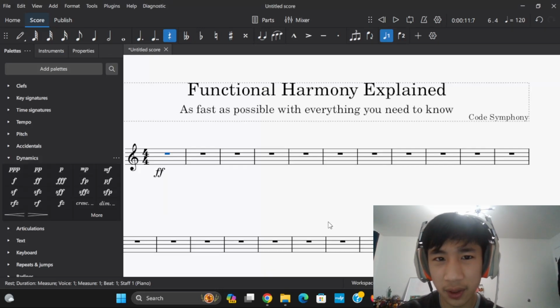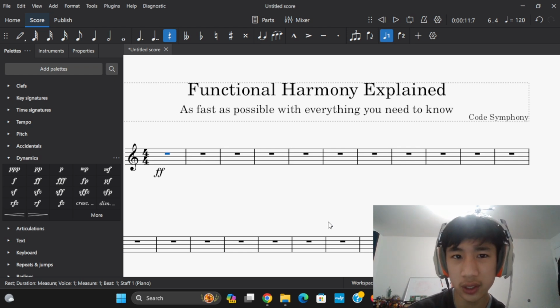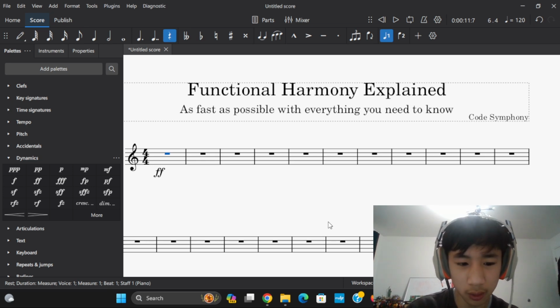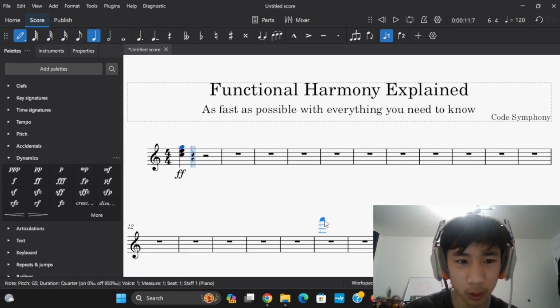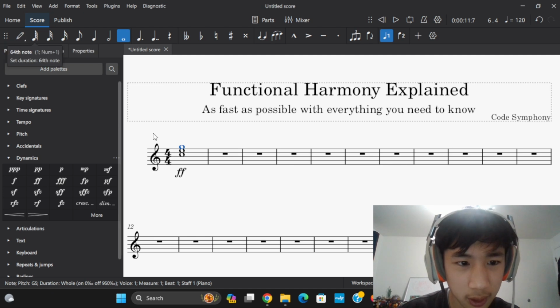Functional harmony is very important in Western music. It is used almost always in popular music, and it is used to create chord progressions. Functional harmony is basically the concept that different chords in a key have different functions that generally all revolve around your one chord. So in C major, that would be just C major.